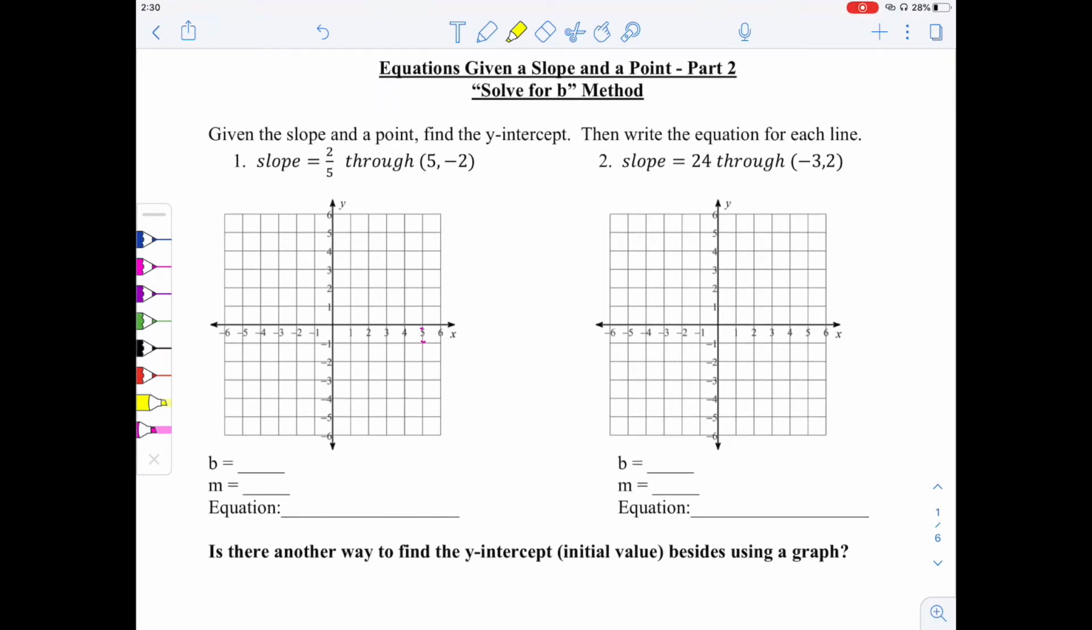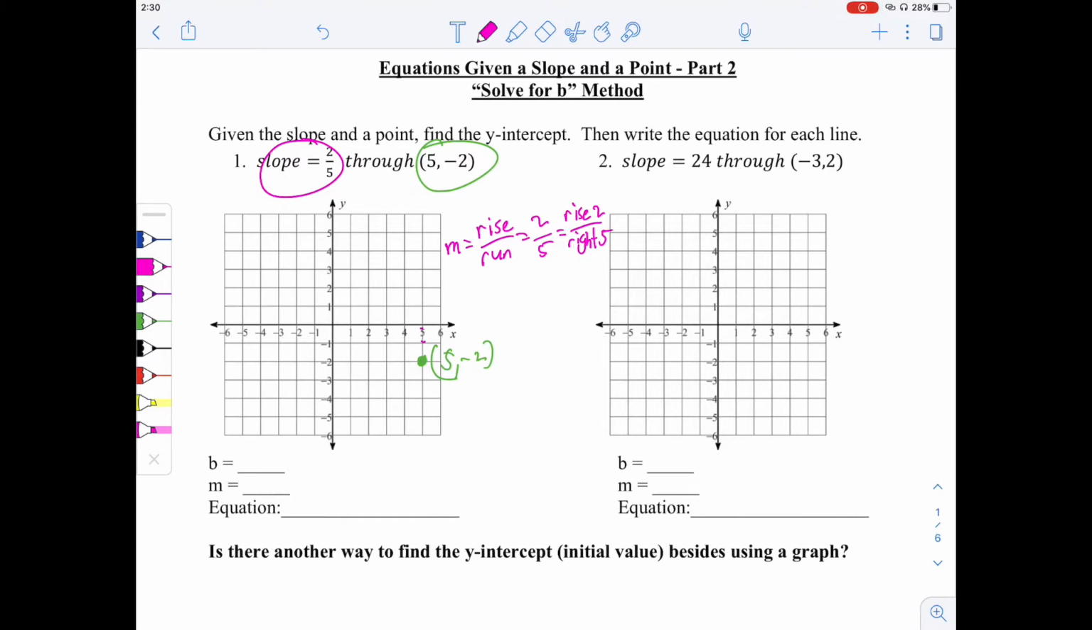So last time we did, given a slope and a point, we could use a graph to find the equation, right? So we're given our slope, which is right here, and we're given what the point is, right here, 5, -2. So we start at 5, -2, and then we use our slope, up 2, right 5, because remember our slope is rise over run. So your 2 over 5 is going to be rise 2, and then right 5.